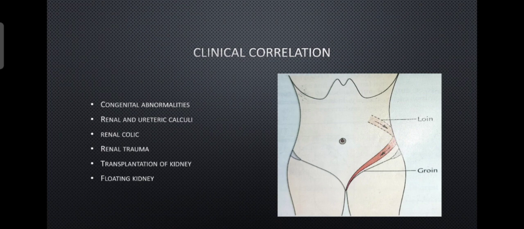Then renal colic. Renal colic is the pain. Okay, occurs due to stone in the kidney, that is the renal calculi, which causes the renal colic. So this renal colic extends from the loin to the groin. Loin is the area behind the flank, and groin is the area where the inguinal region is present.